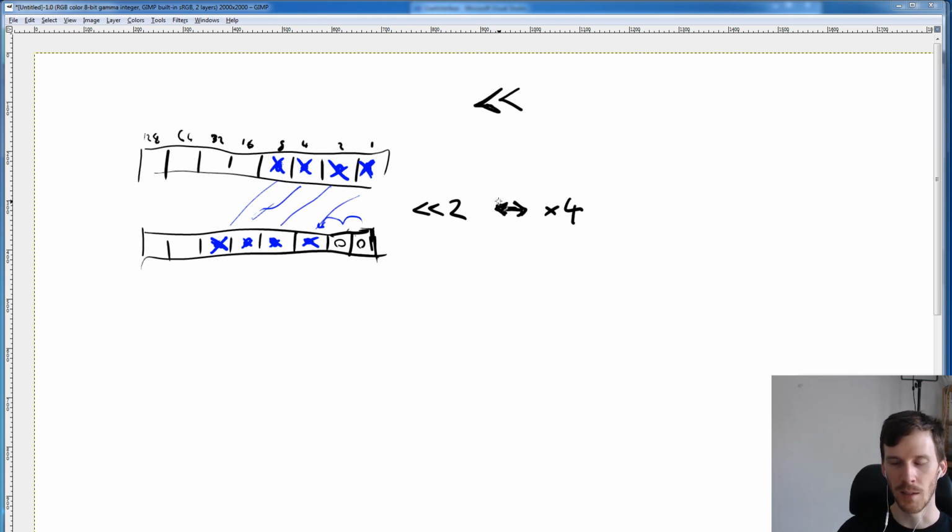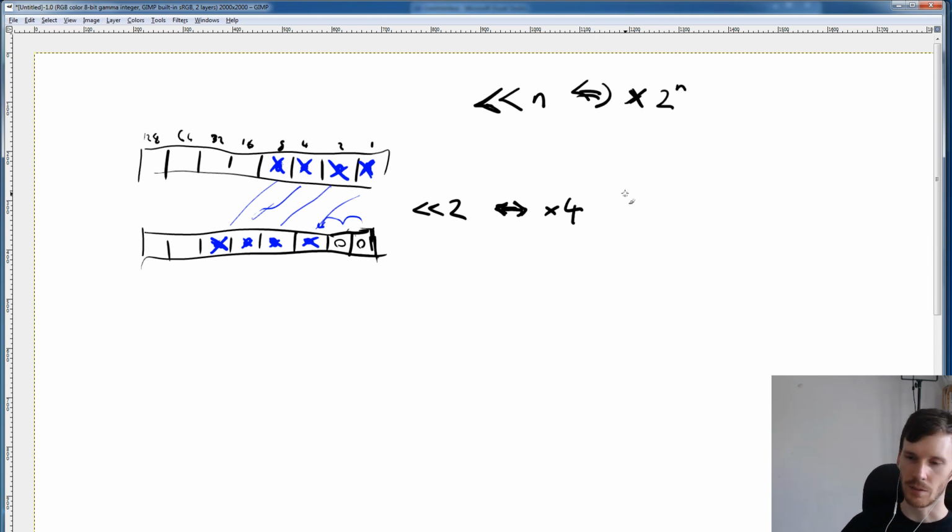And you can calculate this. For shift left by n, it's equivalent to multiplying by 2 to the n. I'm sure you've seen, we've already done this a couple of times, 2 to the n comes up a fair bit when you're working with bits relative to each other.